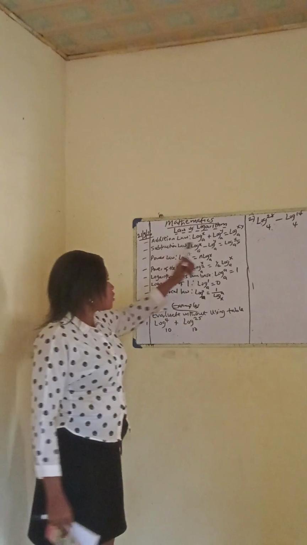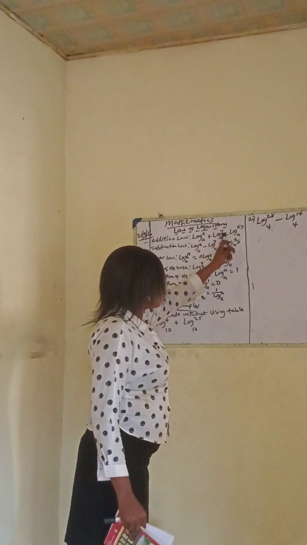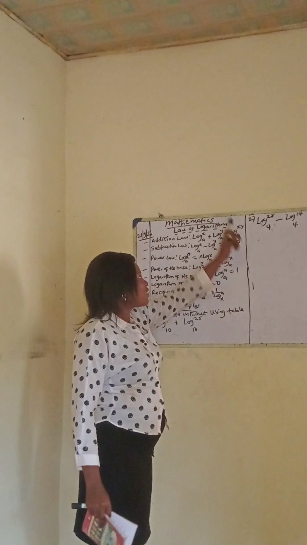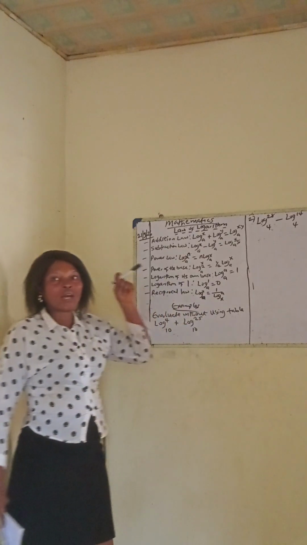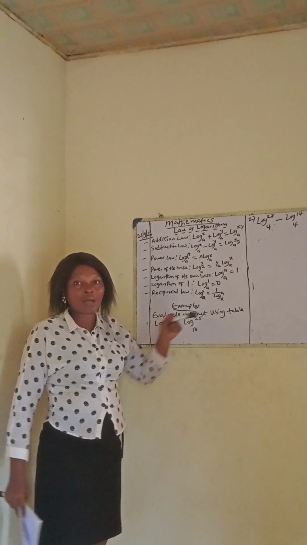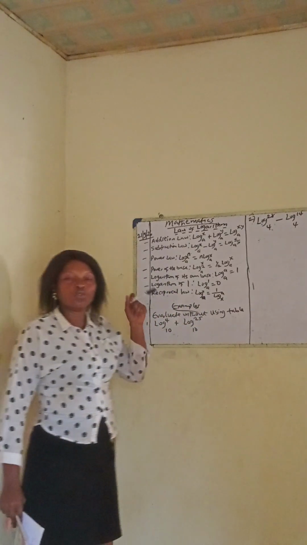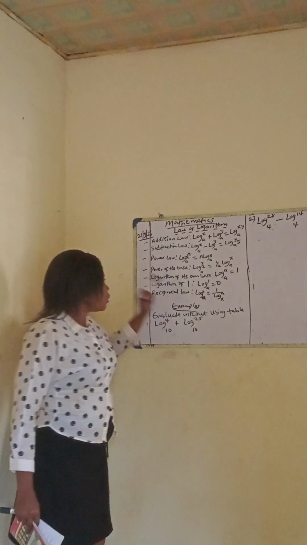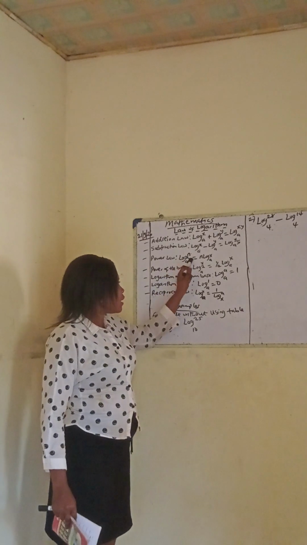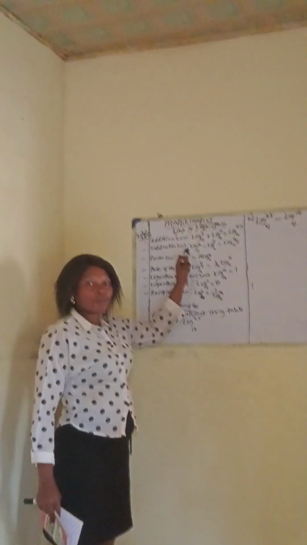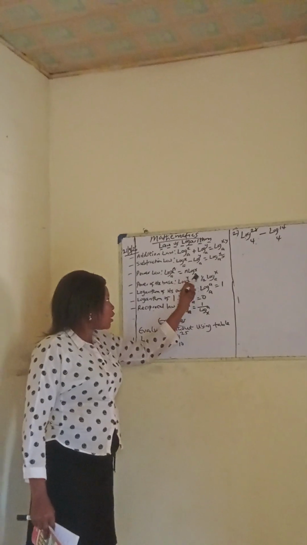The addition law says that log a raised to power x plus log a raised to power y is equal to log a of xy. In the addition law, we are doing what? Times. We have to times the power. Then in the subtraction law, you divide the power. Then the power law, you can see we have log a raised to power x^n. Whatever power you have here, you bring it to the front, which is n log a raised to power x.